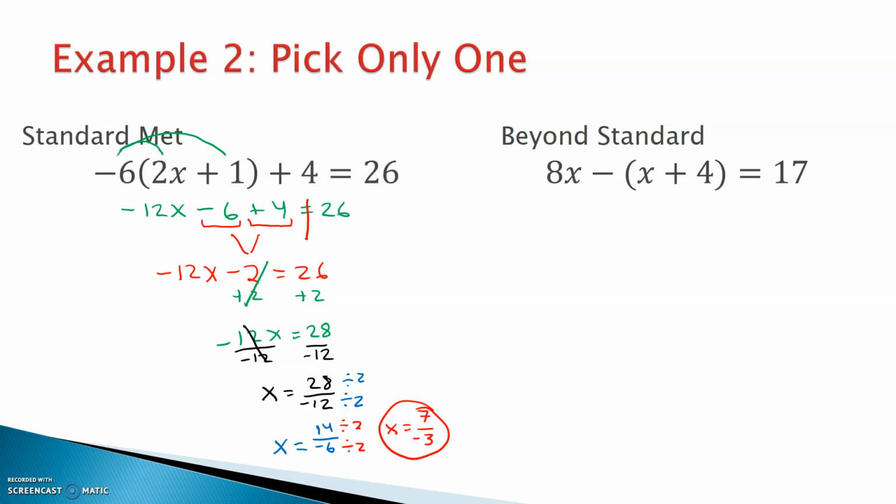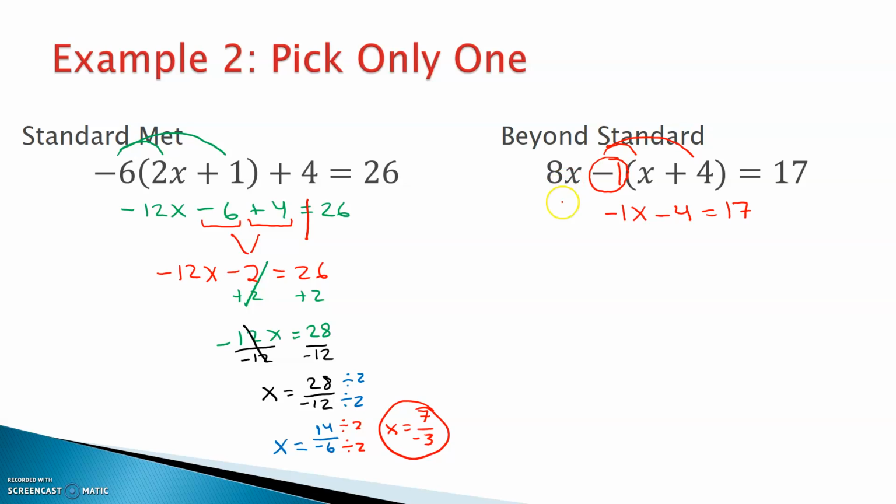All right, on the right-hand side, the beyond, this is the problem that tricks every single student all the time. I see parentheses and I want to distribute. Now, the mistake that students do is they want to distribute the 8x, but that's not what's in front of the parentheses. What's really in front of the parentheses is this negative. It's a negative 1. Okay, so again, it's not just a 1, it's a negative 1 that I have to multiply in here. Negative 1 times x is just negative 1x. Negative 1 times 4 is negative 4. Drop down your equal 17.